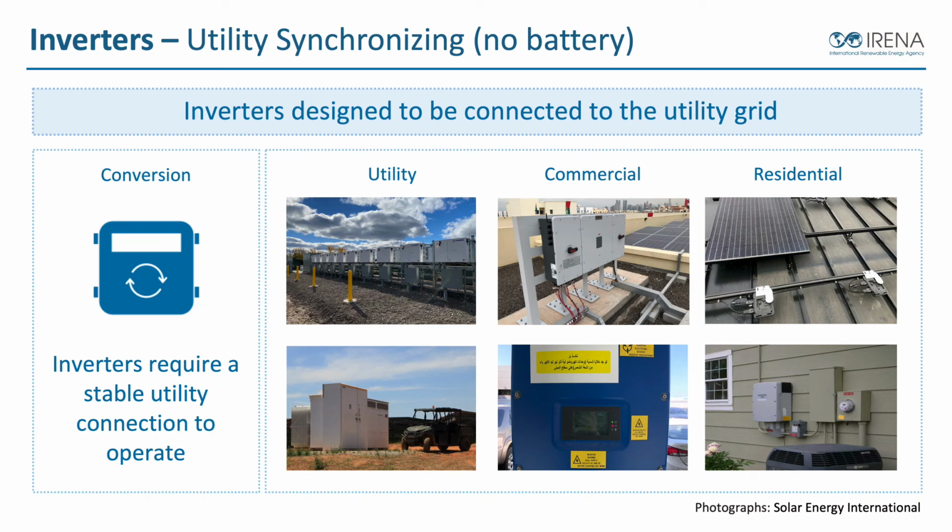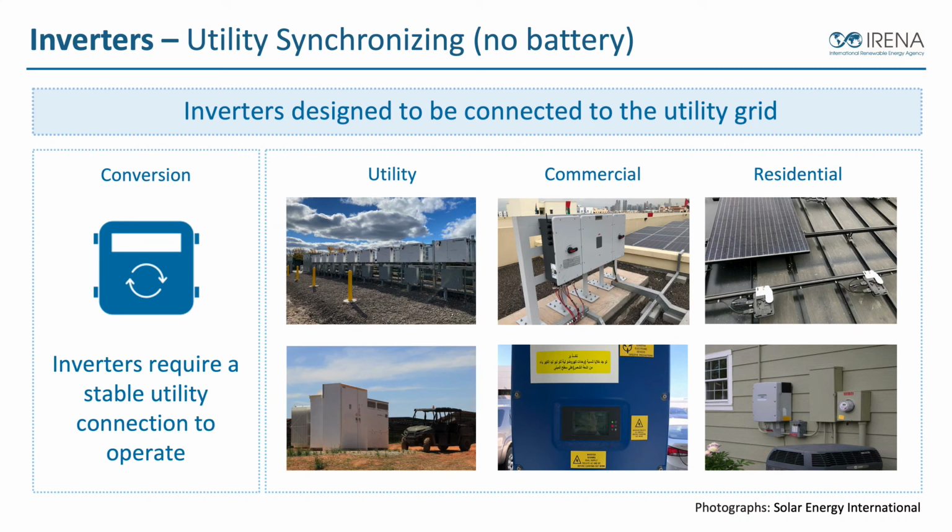These particular utility synchronizing inverters are designed to operate without a battery. It's not a backup power system for these types of inverters. So an inverter like this requires a stable utility connection in order to operate. We'll talk a little bit more about that in another lesson, but these are designed for when we have an electrical grid that's stable, that doesn't go on and off a lot, doesn't fluctuate. And these systems are the way that we can have, at the end of the day, the lowest cost of solar energy delivered into an electrical grid.